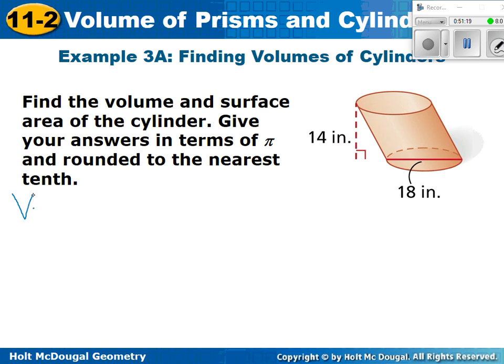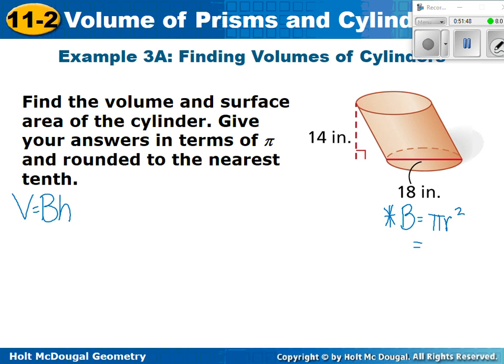So start with volume with me one more time. What's our formula today? We should have it down by now. What's volume? BH. Capital BH. Volume is BH. All right, so we're going to come over here and we're going to calculate the capital B. Capital B means area of the base. What base shape do we have? Circle. What's the formula for area of a circle? Pi r squared.